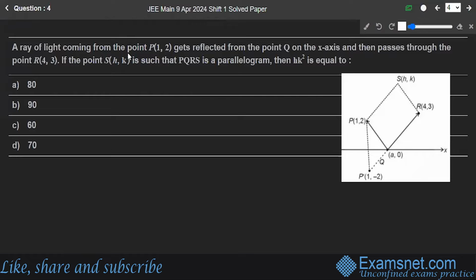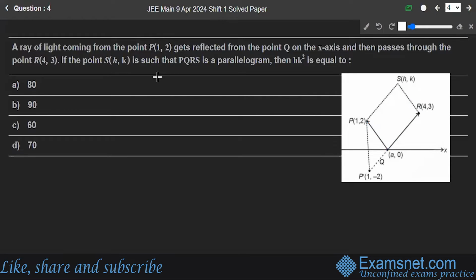Question number 4. A ray of light coming from the point P(1, 2) gets reflected from the point Q on the x-axis and then passes through the point S. If the point S(h, k) is such that PQRS becomes a parallelogram, you have to find the value of hk squared. So look over here, this is the point P and this is getting reflected on the x-axis at, let's say, this point Q. And this is your point of image, P dash, the image of the point P along this x-axis line. And this is the point S(h, k), which is a point on the reflected ray.